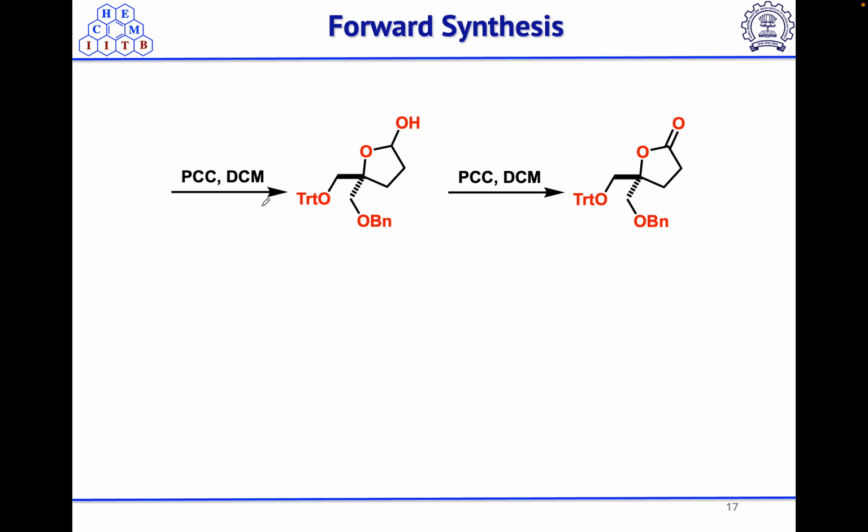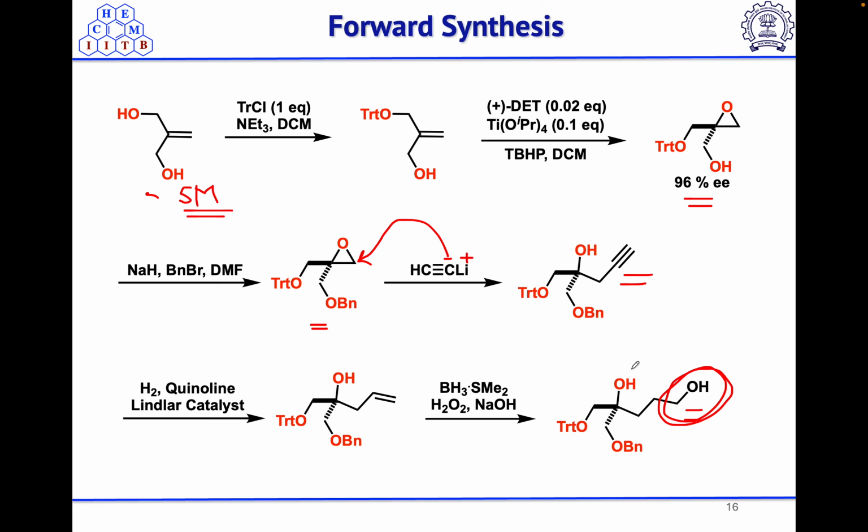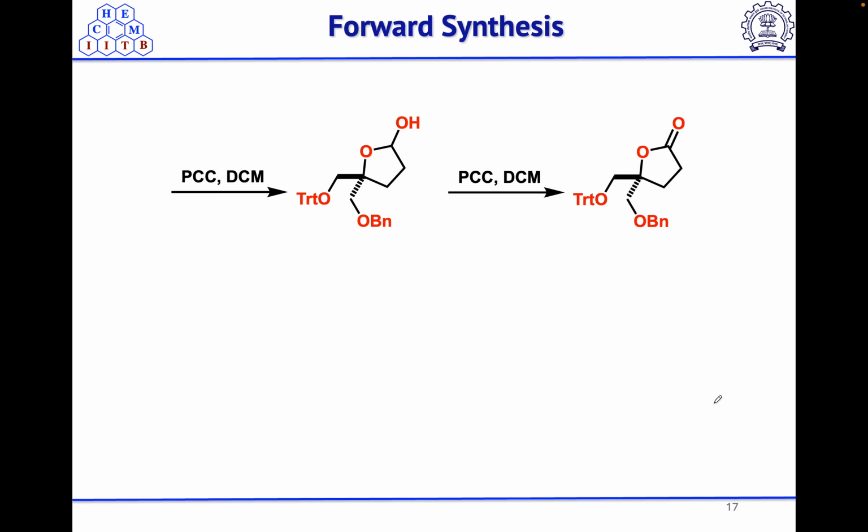So if you treat this alcohol with the oxidizing agent PCC, the alcohol will give an aldehyde, and that aldehyde will form a lactol in situ. So first the lactol will form, and in the presence of excess PCC, oxidation of the lactol will happen, and you will get this gamma lactone. So this is our target molecule.